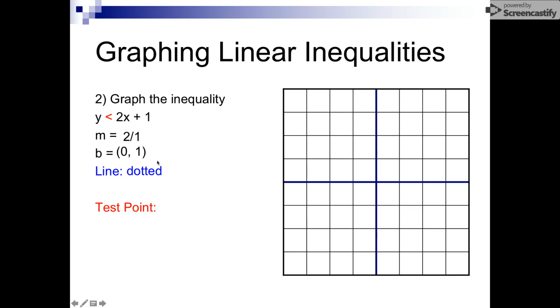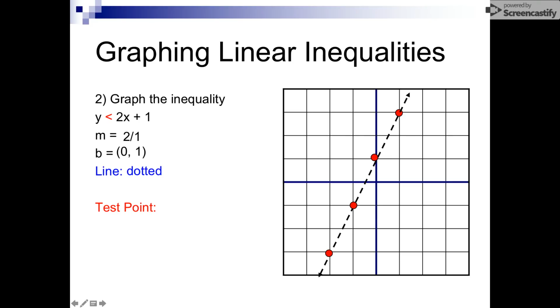In order to graph it, we are going to start with our b. Our b is 0, 1. And then we're going to follow the slope up 2, right 1, plot a point. And then instead of going up 2, right 1, we can also go down 2 and left 1, and down 2 and left 1 again. And then draw our dotted line that connects all of those points.